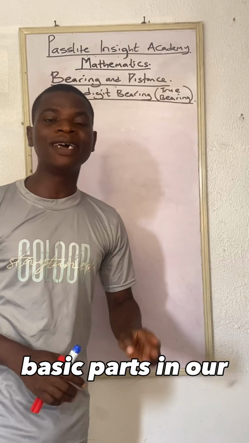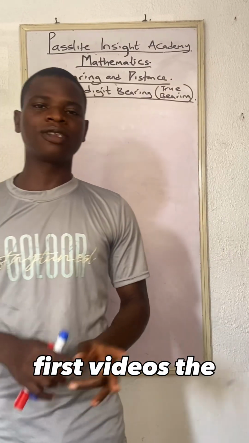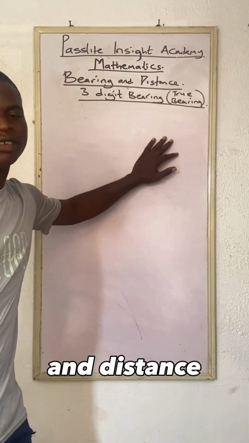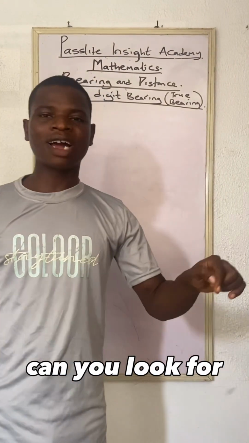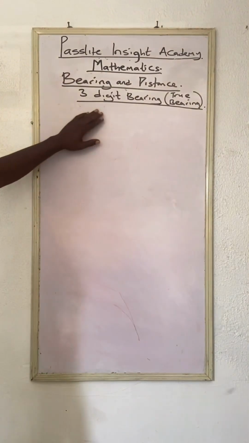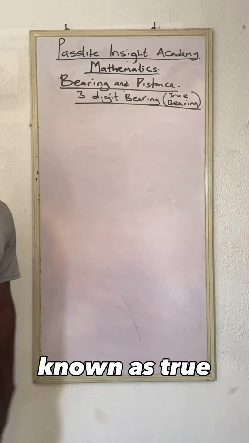We've explained the basic parts in our first videos, part 1 and part 2. So this is part 3 on bearing and distance. Please, if you have not watched part 1, kindly look for the link for part 1 and part 2. So today, 3 digits bearing, also known as true bearing.